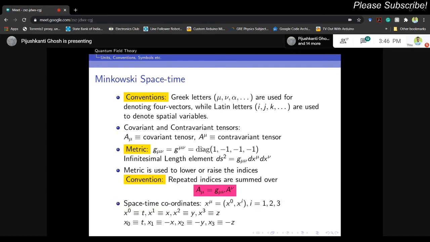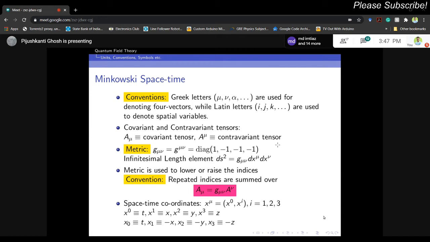Now, to explain the idea, what do I mean by contravariant, covariant, and repeated indices? Note that I'll be denoting the space-time coordinates as x^mu, and inside the bracket I separate out the time component x^0 and the spatial components x^i, i equal to 1, 2, 3. Basically, here I should have written x^1, x^2, x^3. Collectively, I am denoting x^1, x^2, x^3 as x^i.